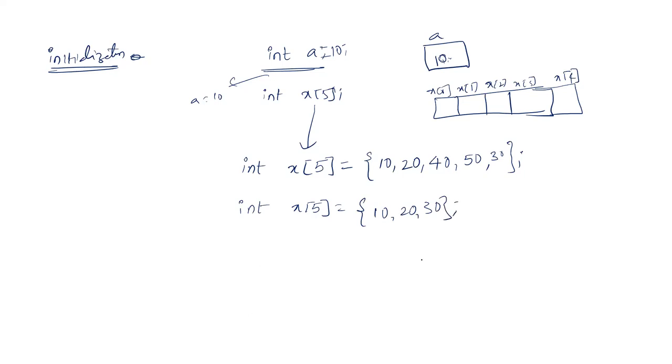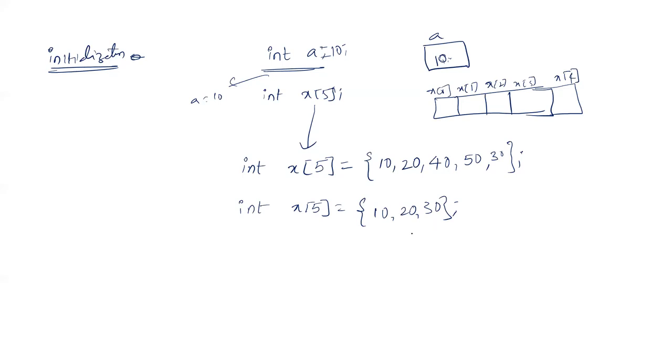So I'm initializing only three variables. What will the rest become? What happens here? The first three variables get the assigned values, and the remaining two will be what? Garbage values, or some other value? Sir, zero value. Not garbage, they will be initialized to zero.